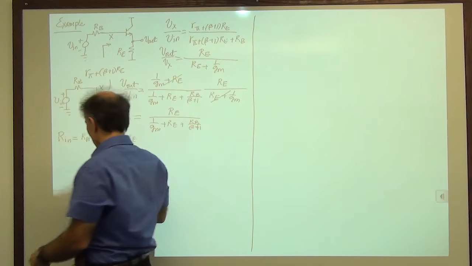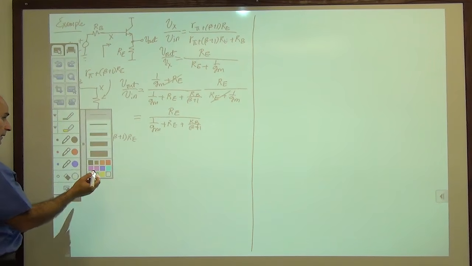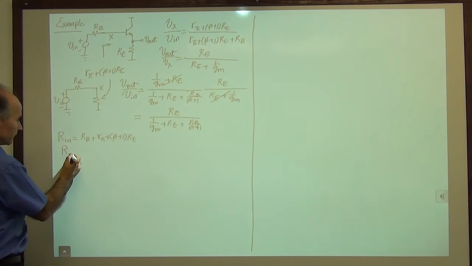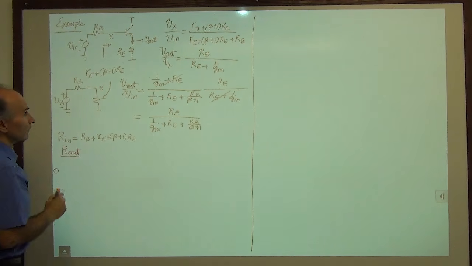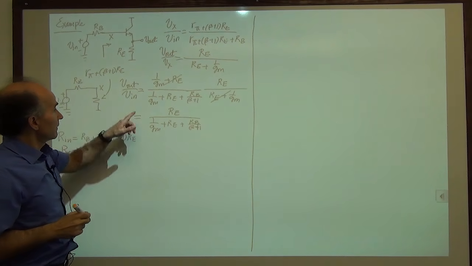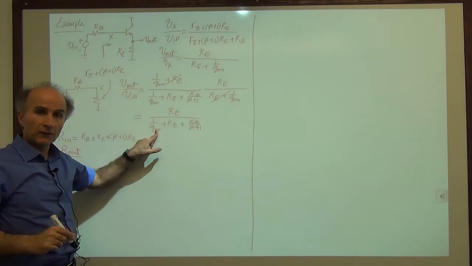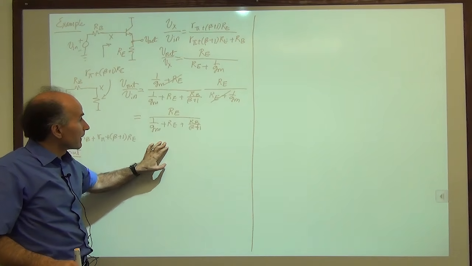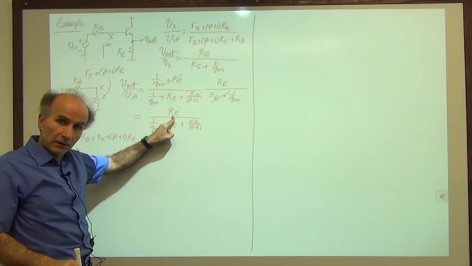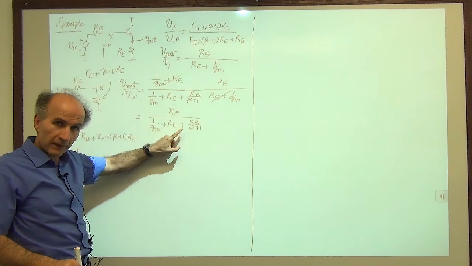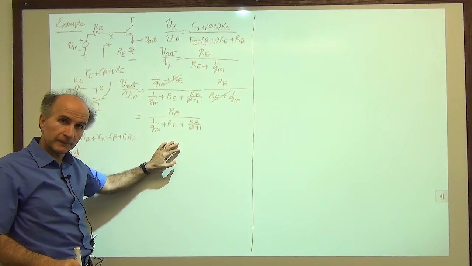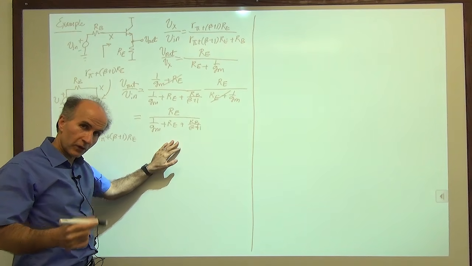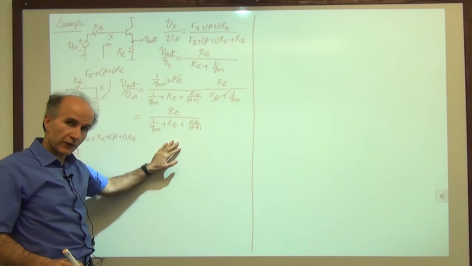So here's what we're going to do. Let's change the color of our pen to something more exciting. All right, so for R out, I look at this voltage gain expression very carefully, and I see something familiar. We have a resistor divided by that resistor plus some other things. Is that familiar? Yes, that is the expression for a voltage divider. So let's construct that voltage divider.